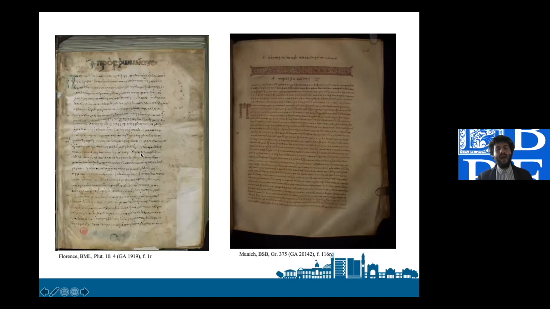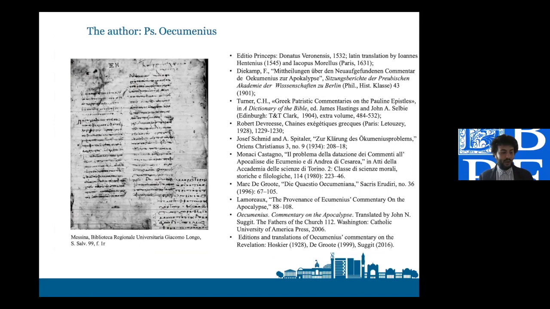Out of more than 200 manuscripts with a Catena on the Pauline letters, sometimes in combination with the text of the Acts, the Catholic Epistles, and the Revelation, my attention focuses primarily on the 89 manuscripts with the text of the Pseudo-Oecumenian Catena on the Romans. I would like to give you some basic information about the figure of Oecumenius.